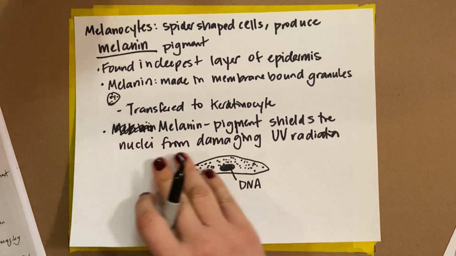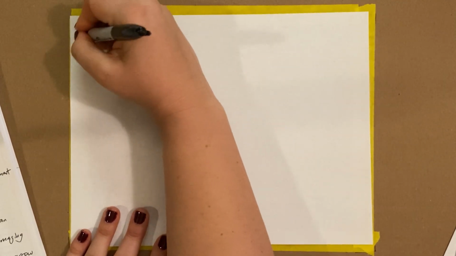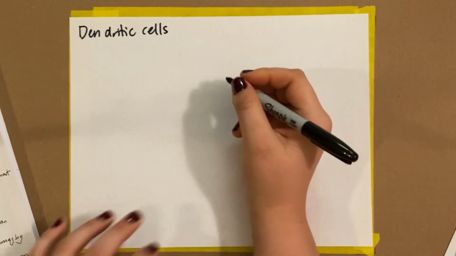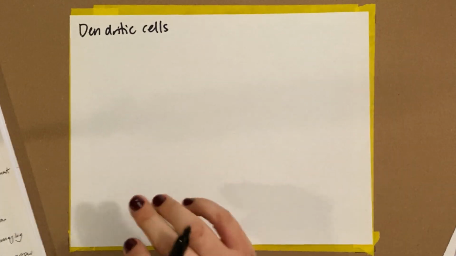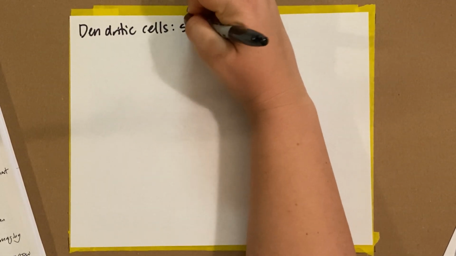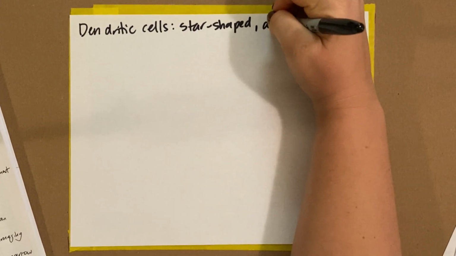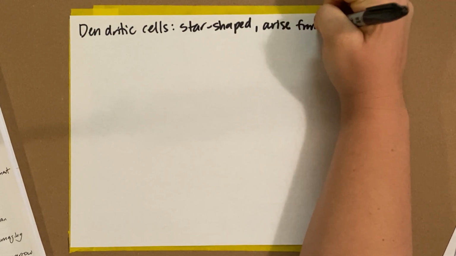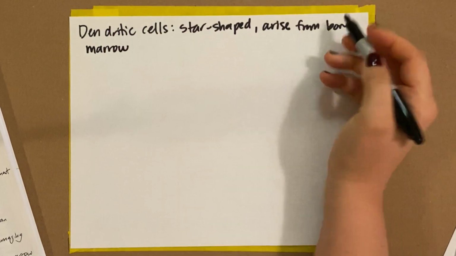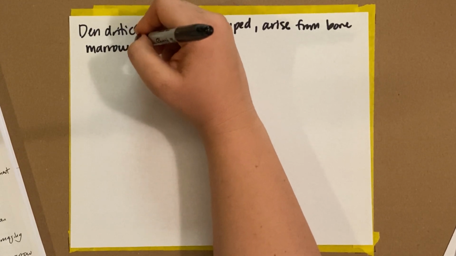The next type of cell that we're going to talk about are going to be called dendritic cells. Okay, and so the word dendrite may make you think of actual nerve cells, but these are not going to be nerve cells. They are star-shaped, and they arise from the bone marrow. And so once I say the bone marrow, you should start thinking these are actually going to be kind of immune cells.